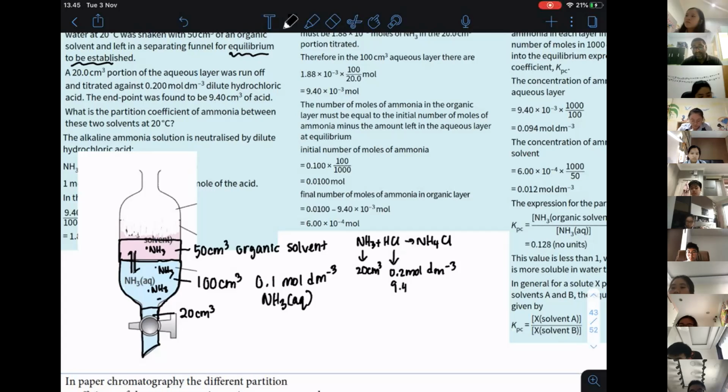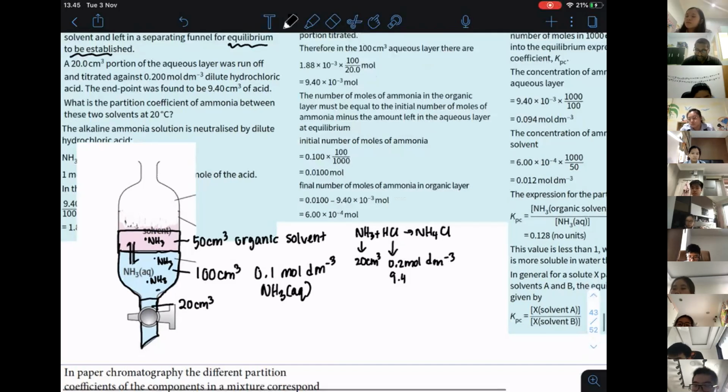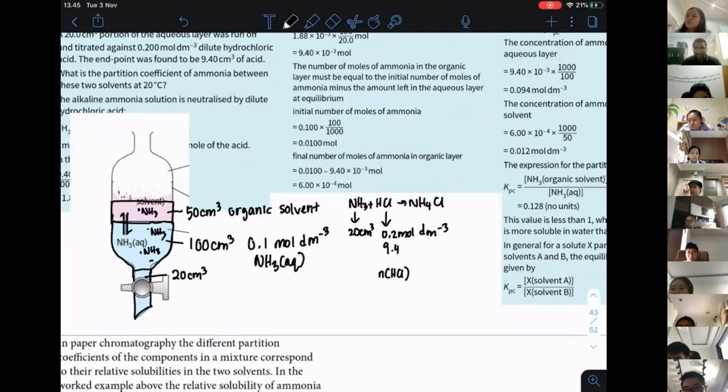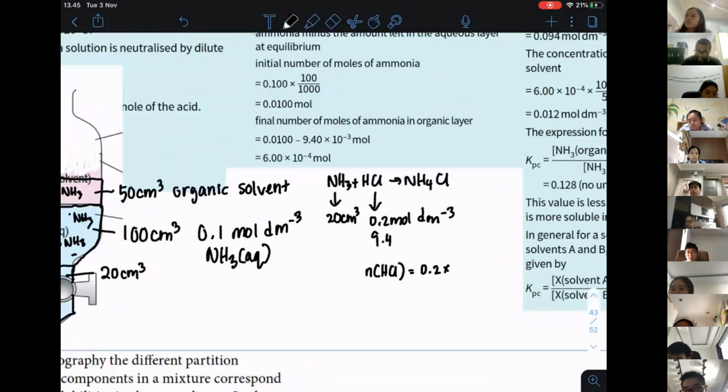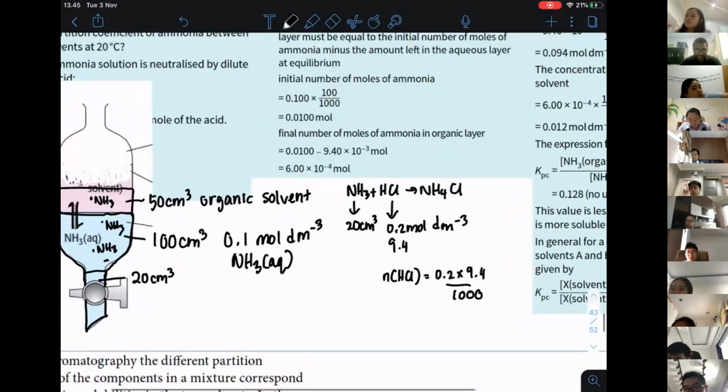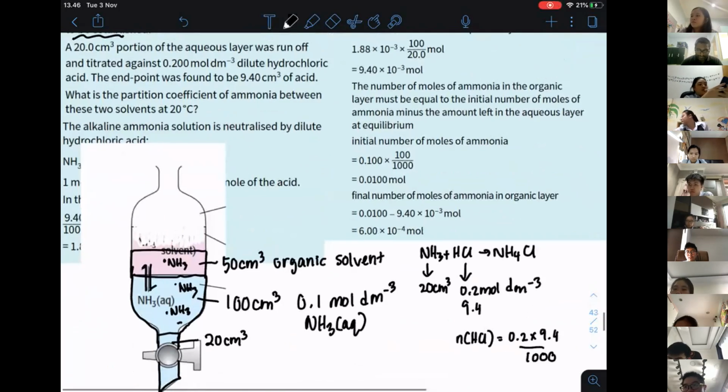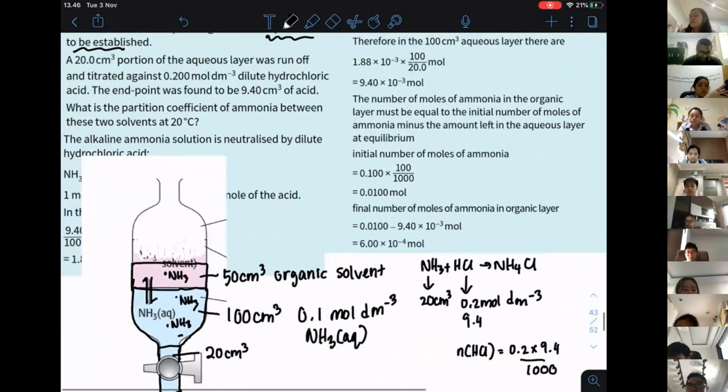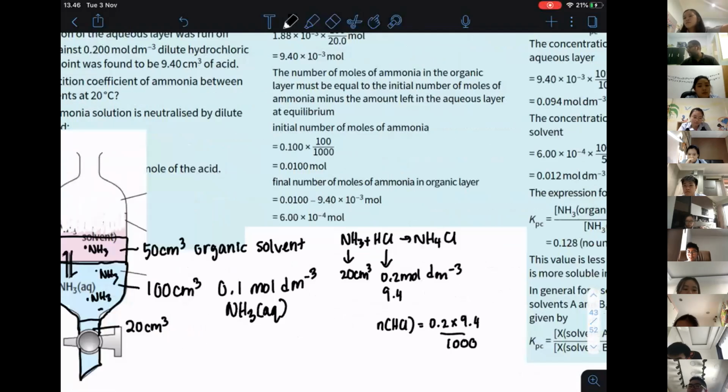So what we can do is calculate the number of moles of the acid, and then find out the number of moles of ammonia. The number of moles of HCl is going to be 0.2 times 9.4 divided by 1000. Can you help me calculate that? Once you calculate 9.4 times 0.2, I think you get 1. According to the slide, it is 1.88 times 10 negative 3. That is the number of moles.